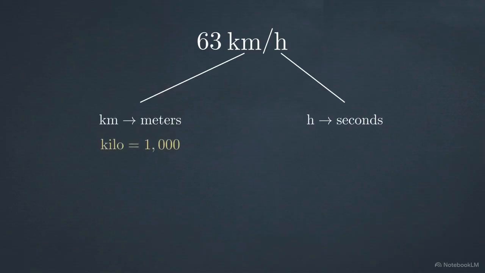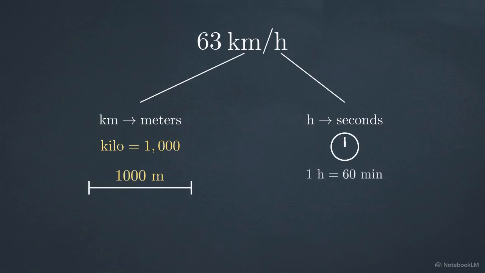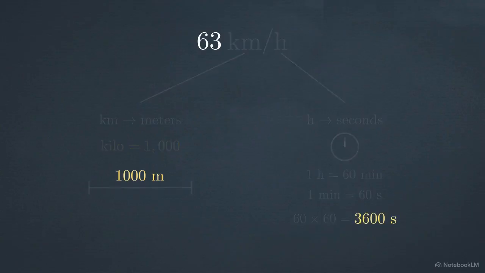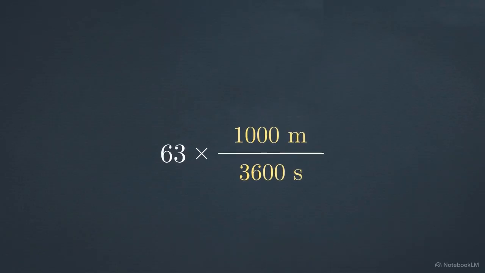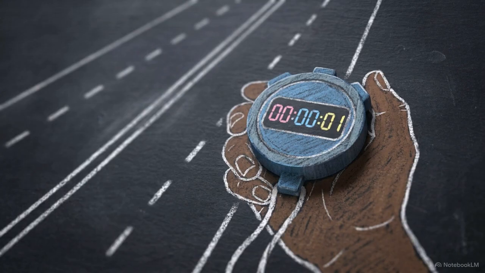The prefix kilo means 1,000, so 1 kilometer is exactly 1,000 meters. For time, 1 hour contains 60 minutes, and each minute has 60 seconds. Multiplying 60 by 60 gives us 3,600 seconds in a single hour. Finding our speed in meters per second means we have to apply both of these unit conversions at the same time. We are breaking down a long trip into the exact distance traveled during a single tick of a clock.